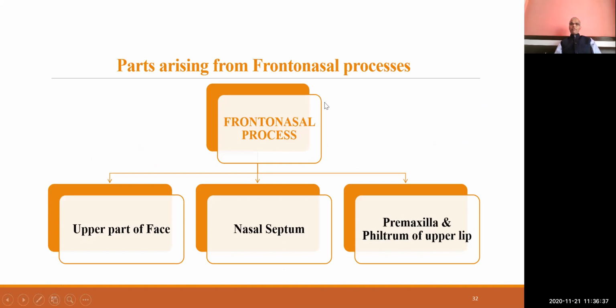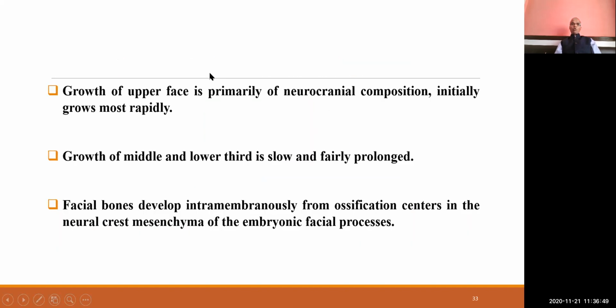The parts arising from the frontonasal process: upper parts of the face, nasal septum, premaxilla, filtrum, upper lip. These originate from the frontonasal process. The growth of the upper face is primarily of neurocranial composition, meaning it initially grows most rapidly, whereas growth of the middle and lower third is slow and fairly prolonged.